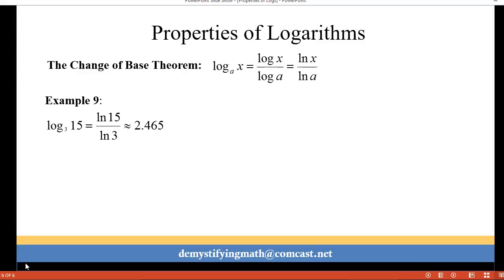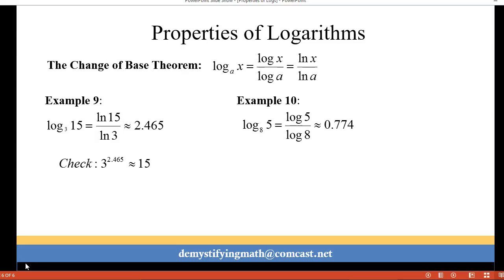So we have log base 3 of 15. You can rewrite that as the natural log of 15 over the natural log of 3, and then put that in your calculator, and you get approximately 2.465. The more decimals you take it out to, the better it is. And we can always check our work, because that means that 3 to that power is approximately 15. So you can check it on your calculator.